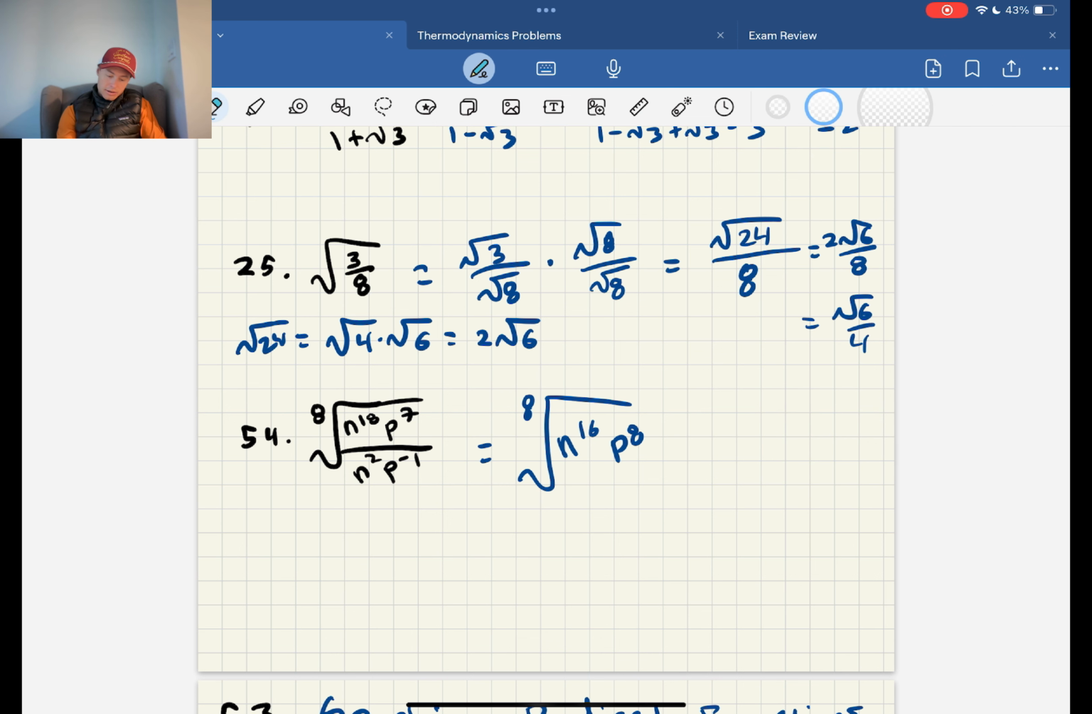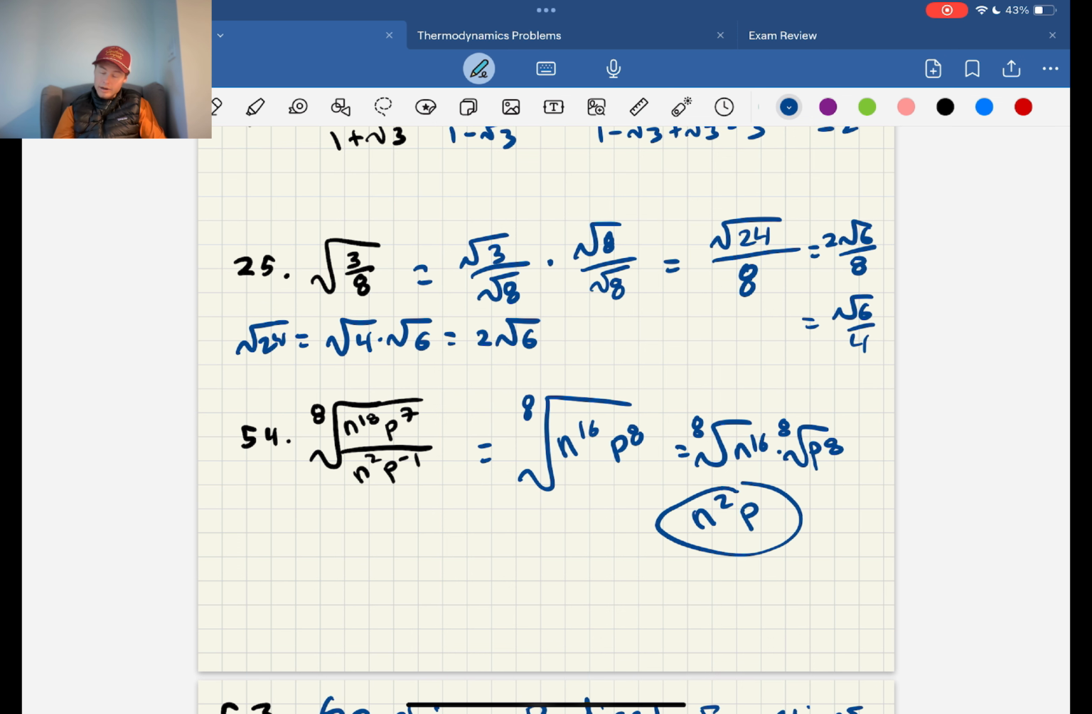Alrighty, sounds good. Now you just simplify this. You can turn it into the 8th root of n to the 16 times the 8th root of p to the 8. 8th root of n to the 16 is just n squared. You just do 16 divided by 8. And then 8th root of p to the 8 is just p. There you have it. N squared p is the simplified answer.